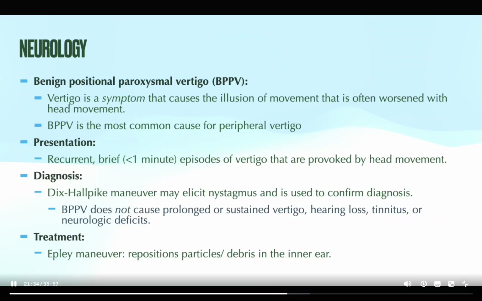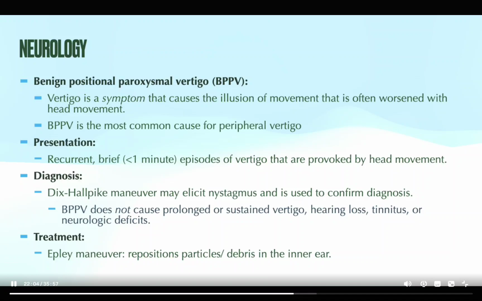Other causes of peripheral vertigo would be Meniere's disease or otitis media. BPPV does not cause prolonged or sustained vertigo. It also does not cause hearing loss, tinnitus, or neurological deficits. Nystagmus is sometimes visualized and it's either horizontal or slightly torsional. However, it never reverses in direction, and it's able to be suppressed by having the patient practice visual fixation.